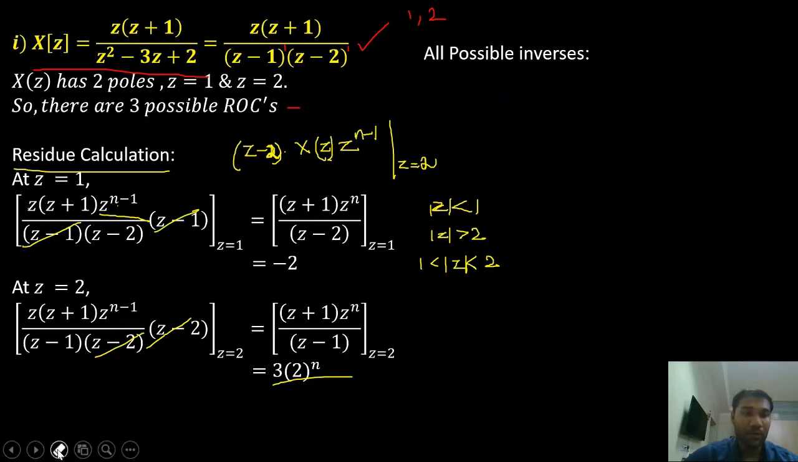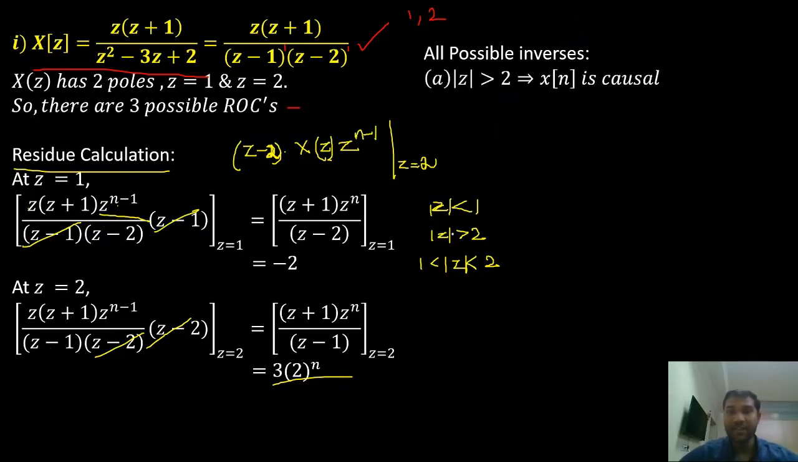Now let us consider mod Z greater than 2. Let us consider this ROC. If you look at the ROC, we are saying it is greater than some value. That means my x of n should be causal, or a right-sided signal.